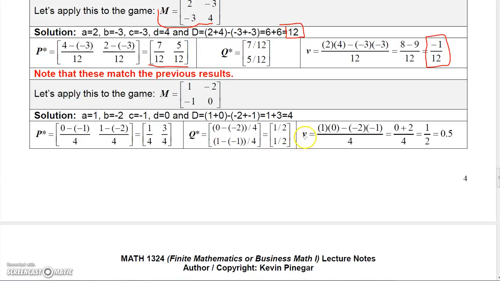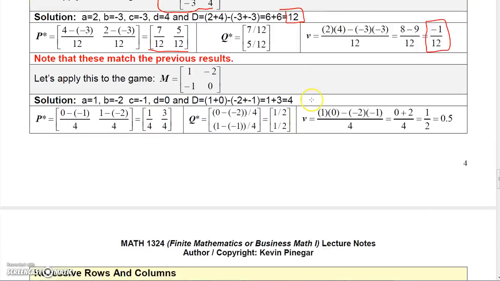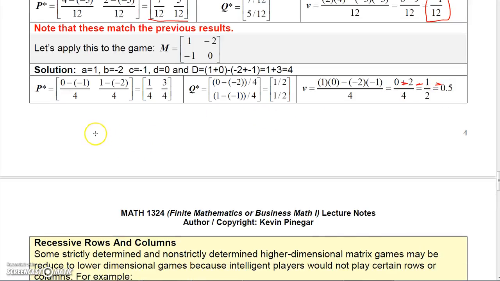And then for V, if we do the formula for V, AD minus BC, we take 1 times 0 minus negative 1 times negative 2. Actually, that should be a minus, shouldn't it? It's a minus, so it's actually negative 0.5. So V is a negative value.